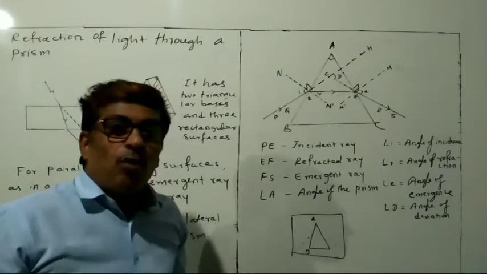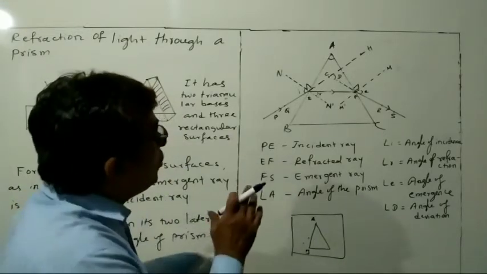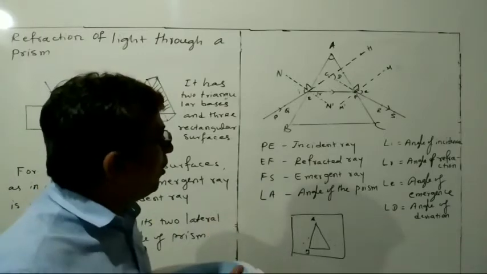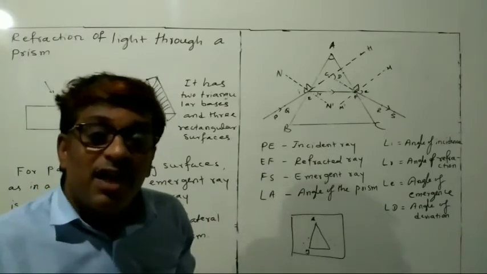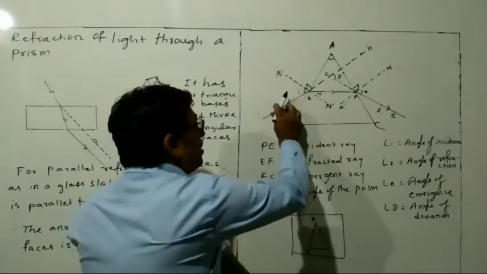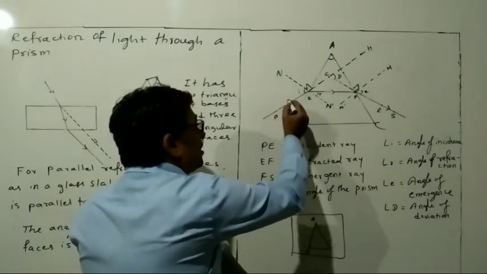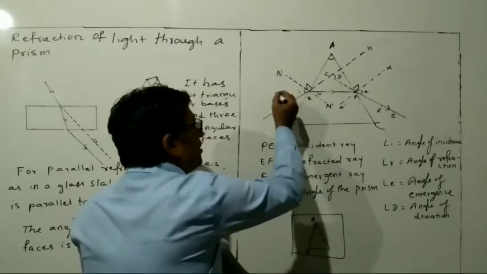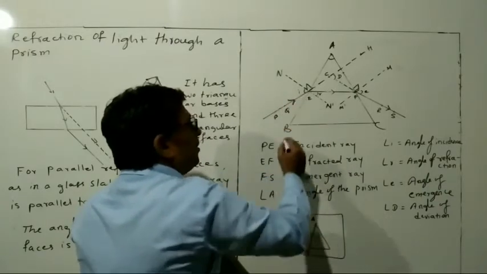Here the most important thing is that you should know what is the incident ray, what is the refracted ray, and what is the emergent ray. Okay, now look here, this one. So this ray, we are saying, is the incident ray.